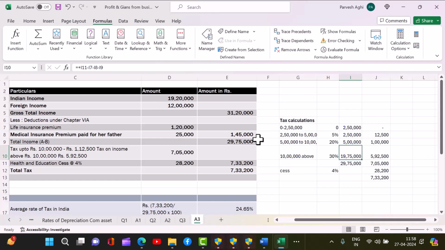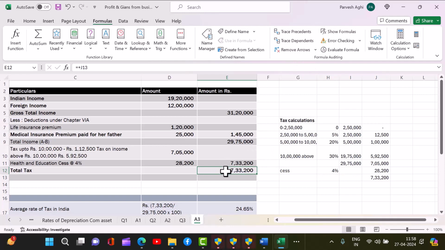So our income is 29 lakh 75,000. Up to 10 lakhs we have calculated. So for 19 lakh 75,000, the tax will be 5 lakh 92,000, which is 30% of 19 lakh 75,000. So the total tax will be 7 lakh 5,000. And the cess will be 4%, so the tax will be 7 lakh 33,000. Is that clear?